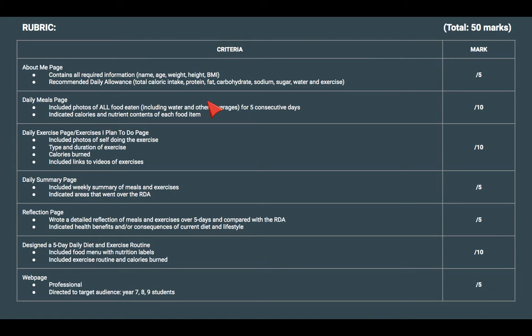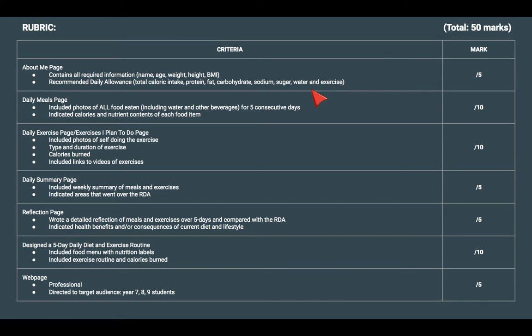Please look at it so you will not be surprised, or you don't need to ask me how you will be marked. So in your About Me page, I need to see name, age, weight, height, and BMI, and your recommended dietary allowance for calorie, protein, fat, carbohydrate, sodium, sugar, water, and exercise. So you need to have and calculate that. All the links are in the web page.